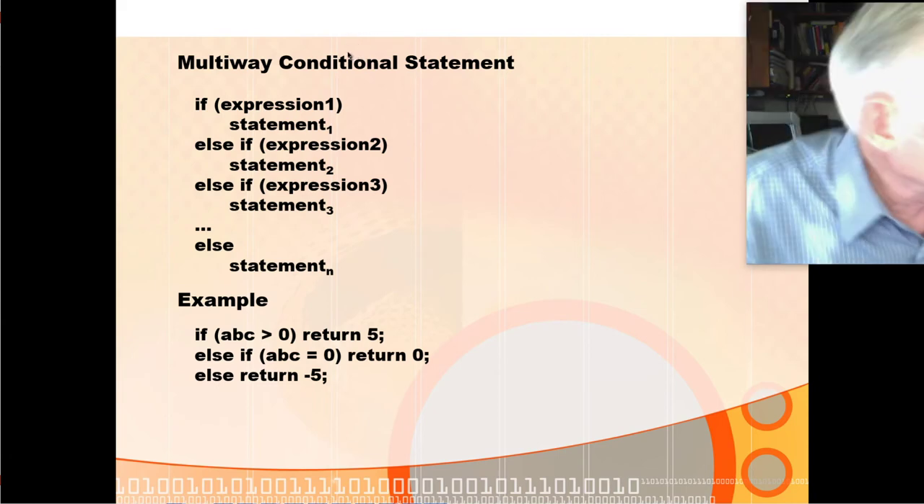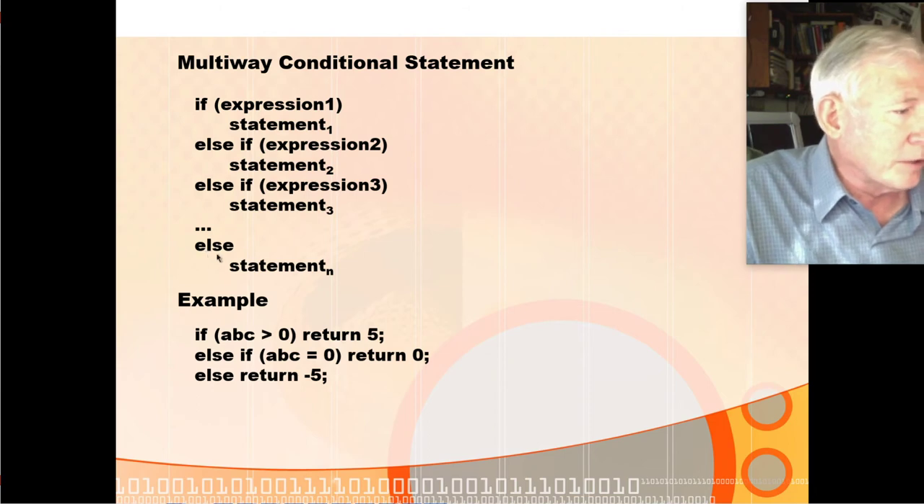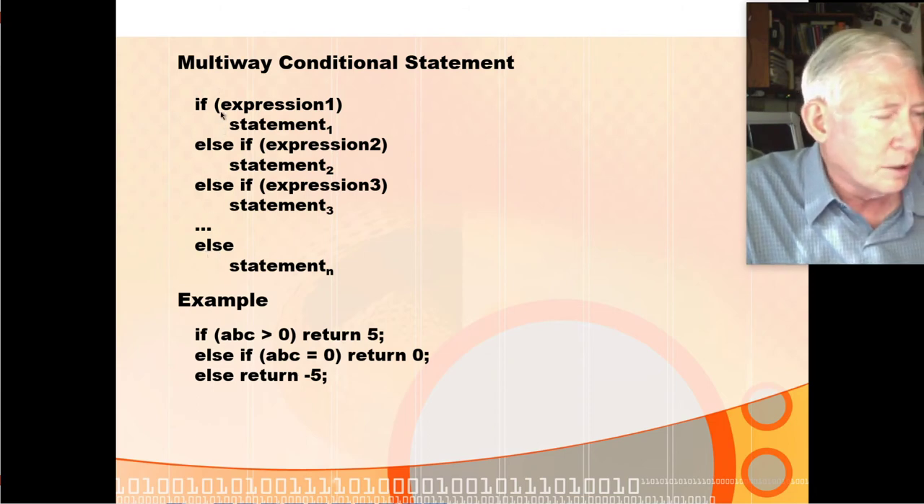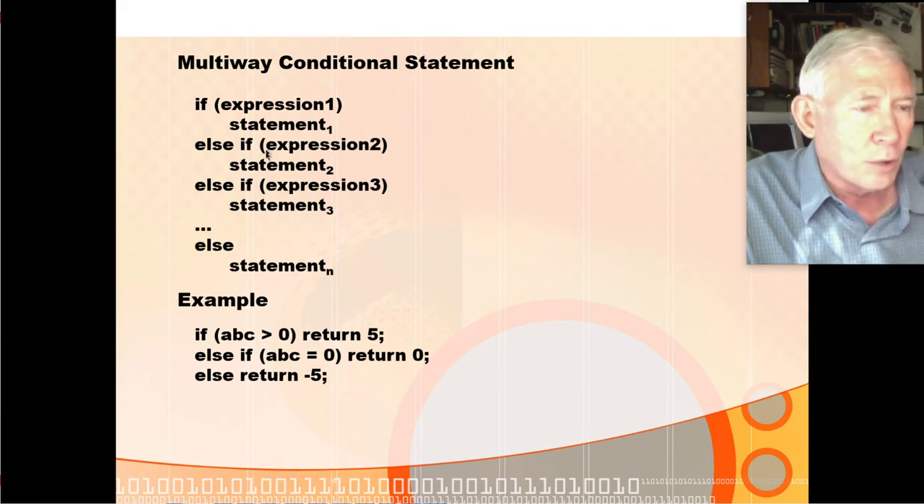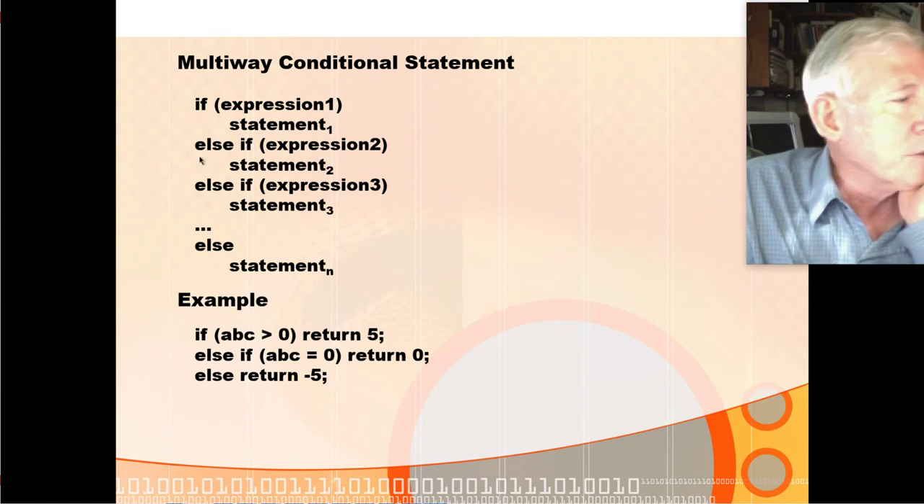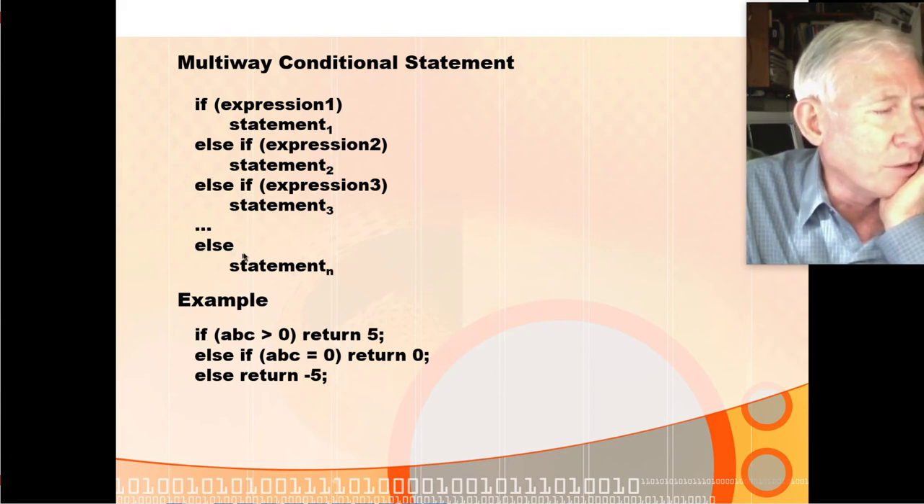You can have multiple conditions. You can have if, else if, else if, else if, and finally else. Now, the first one of these that evaluates true aborts any more execution, and it executes its statements. You can have more statements if you use curly braces, and then it's finished and it doesn't go on to the next else if, or the else.